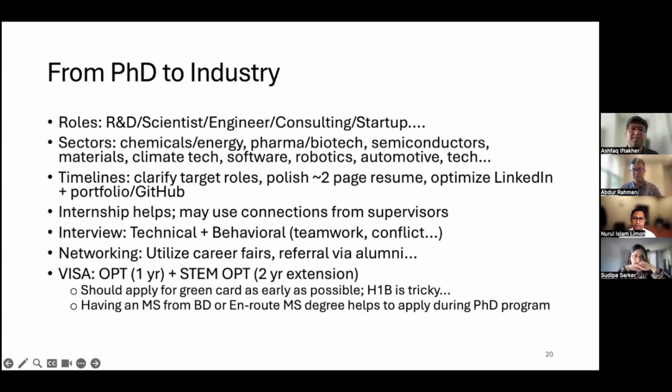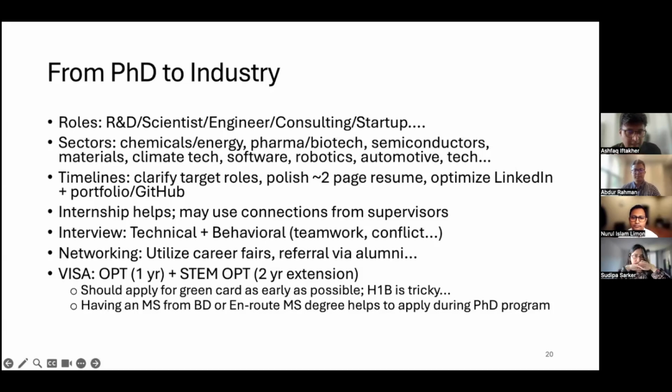The interview processes for these industrial positions have two components. One is the technical and the other is the behavioral. By behavioral, we mean they want to understand how you are as a person when you work in a team. Are you able to do this teamwork type of thing, right? How can you resolve some conflicts and many other aspects?